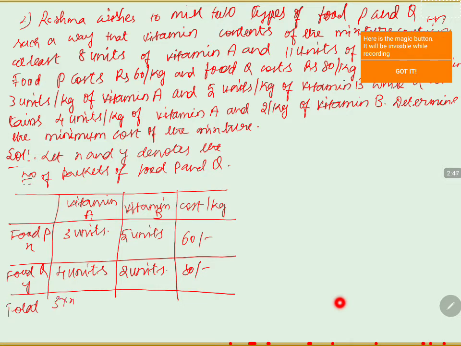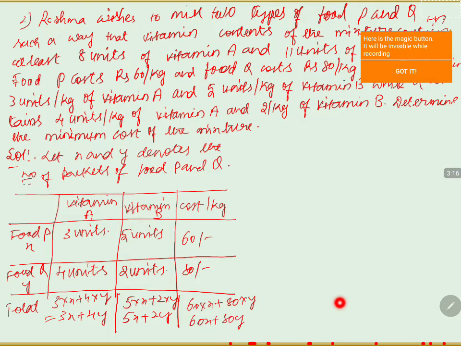For vitamin A, it is 3 into x plus 4 into y, that is 3x plus 4y. For vitamin B, it is 5 into x plus 2 into y, which becomes 5x plus 2y. And coming to the cost, it becomes 60 into x plus 80 into y, that is 60x plus 80y. This is the objective function.